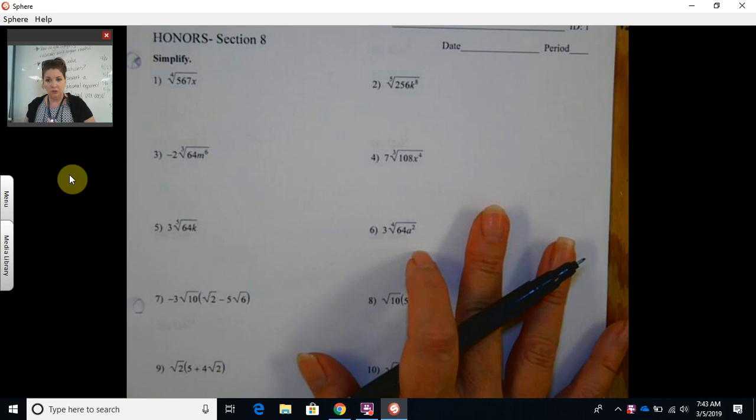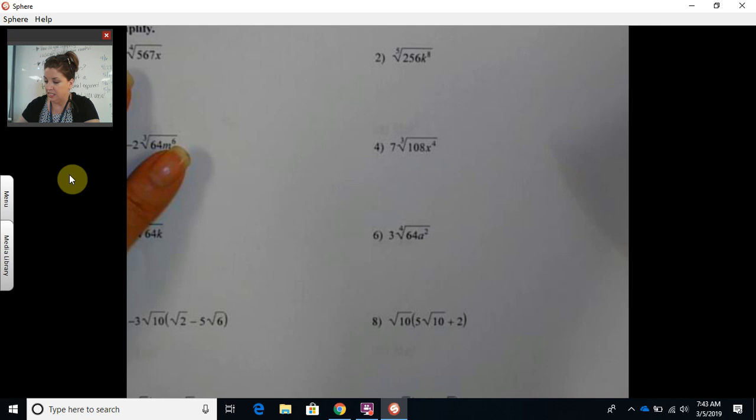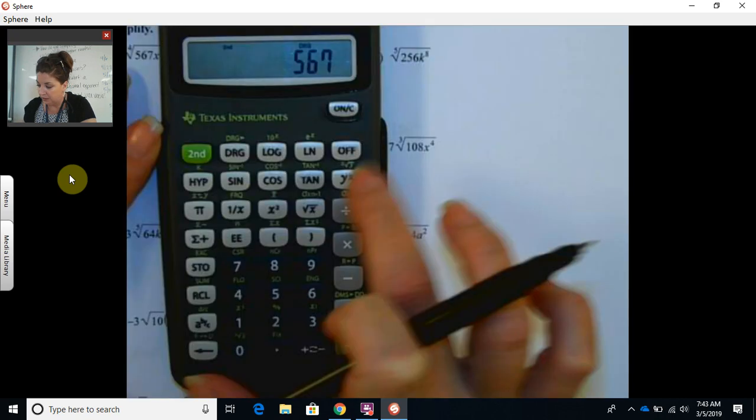Alright, so look at number 1. We're taking the fourth root of 567. I don't believe 567 is a perfect fourth, but I can check in my calculator. It's a decimal, so it's not. So I'm going to do my little factor tree. It's not even, so I know it's not divisible by 2. Let me see if it's divisible by 3. It is.